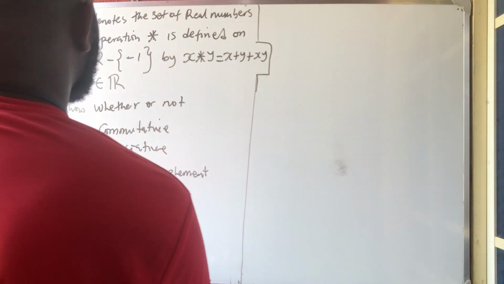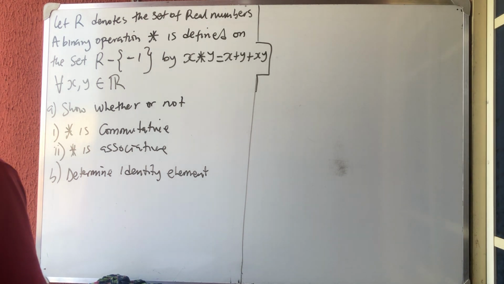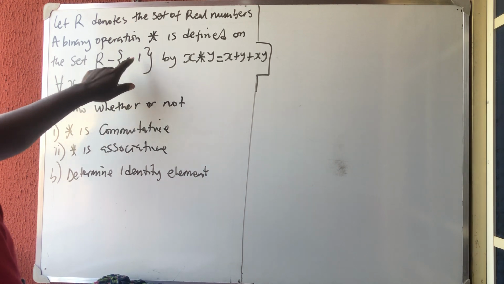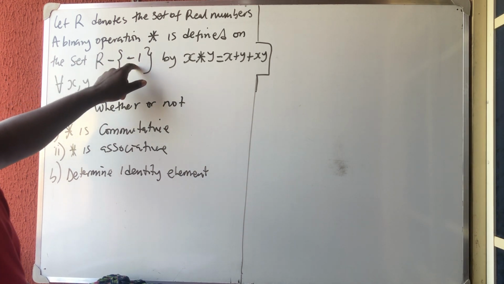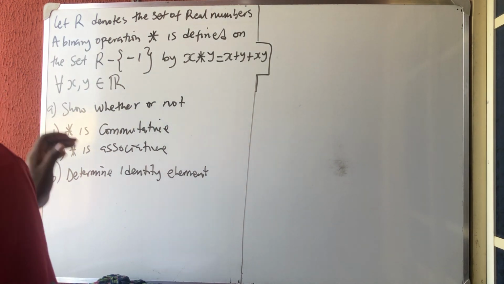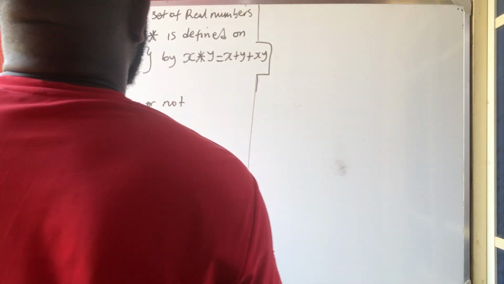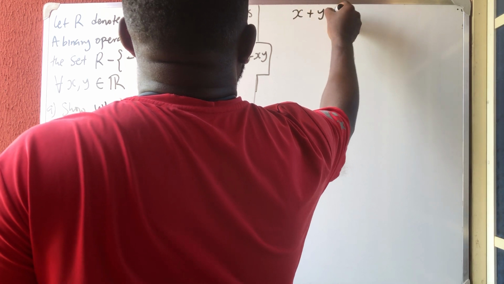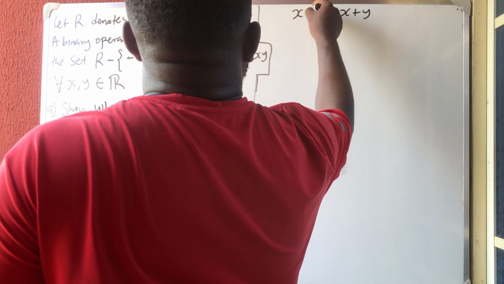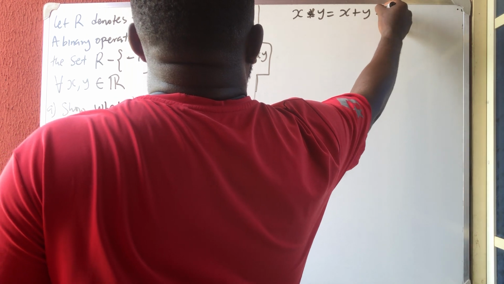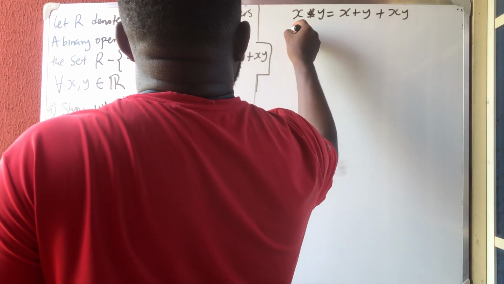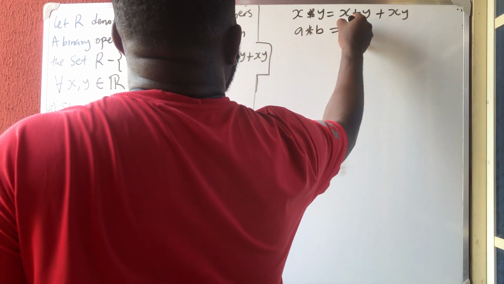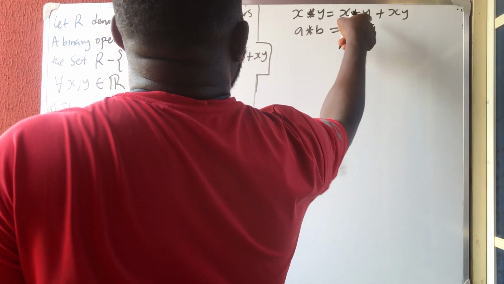Okay, now they say that star operates on real numbers minus 1. So inside the real numbers, you are going to remove 1 from it. So the rest of the real numbers. So we want to show that it is commutative. They gave me the formula x star y is equal to x plus y plus xy. Okay? Commutativity says that a star b must give you b star a. So let us put it.